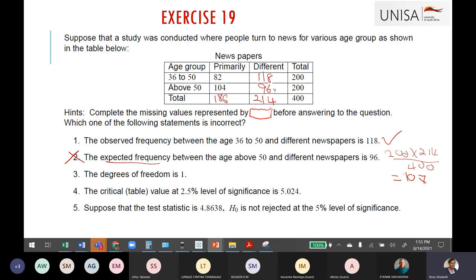Which means that is the incorrect answer that we're looking for. Our degrees of freedom is number of rows minus one times number of columns minus one. Our rows, there are two, minus one, times the columns, there are two, minus one, therefore the degrees of freedom is one.